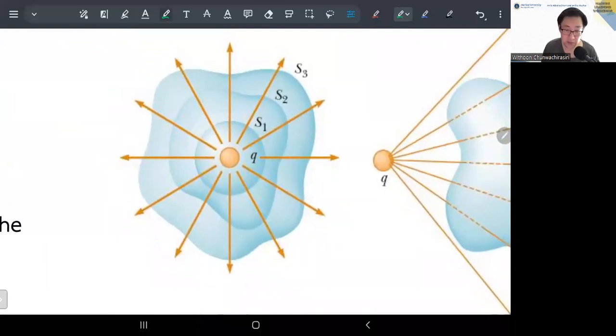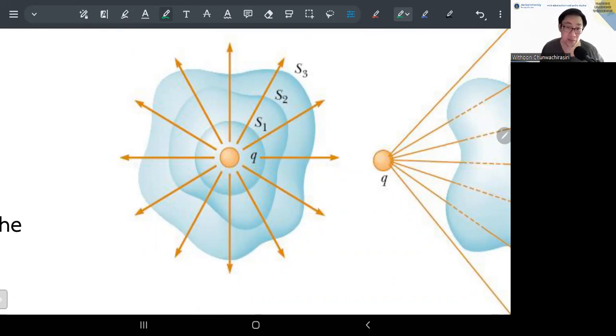Look at this one. If I have a positive charge Q at the center, and I imagine three surfaces, S1, S2, and S3, all different shapes. S1 could be a sphere, S2 could be some weird shape, but it doesn't matter. I'm asking you which surface has the largest flux piercing through: S1, S2, or S3? The answer is they're all the same.